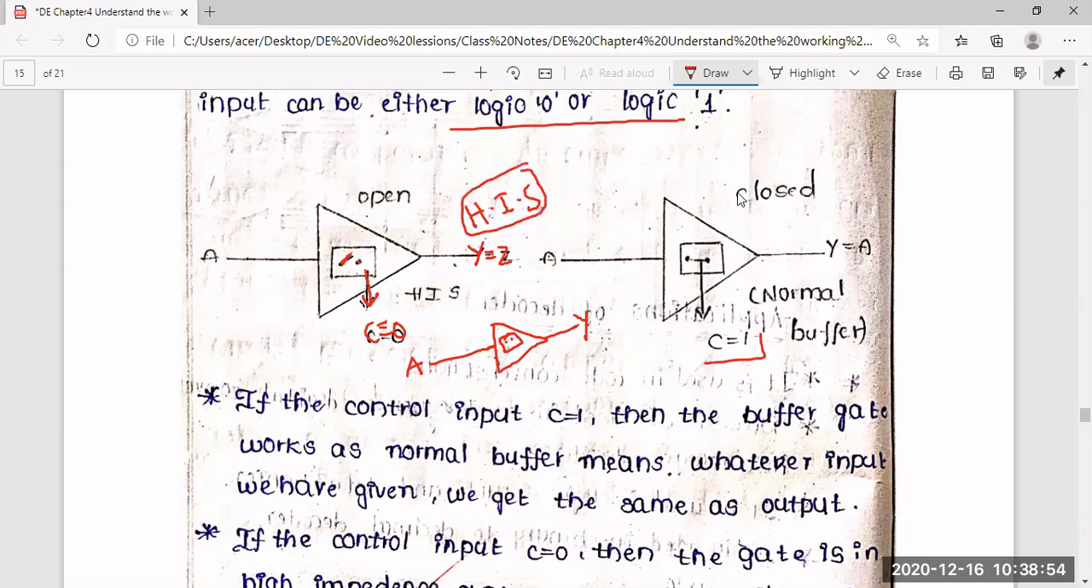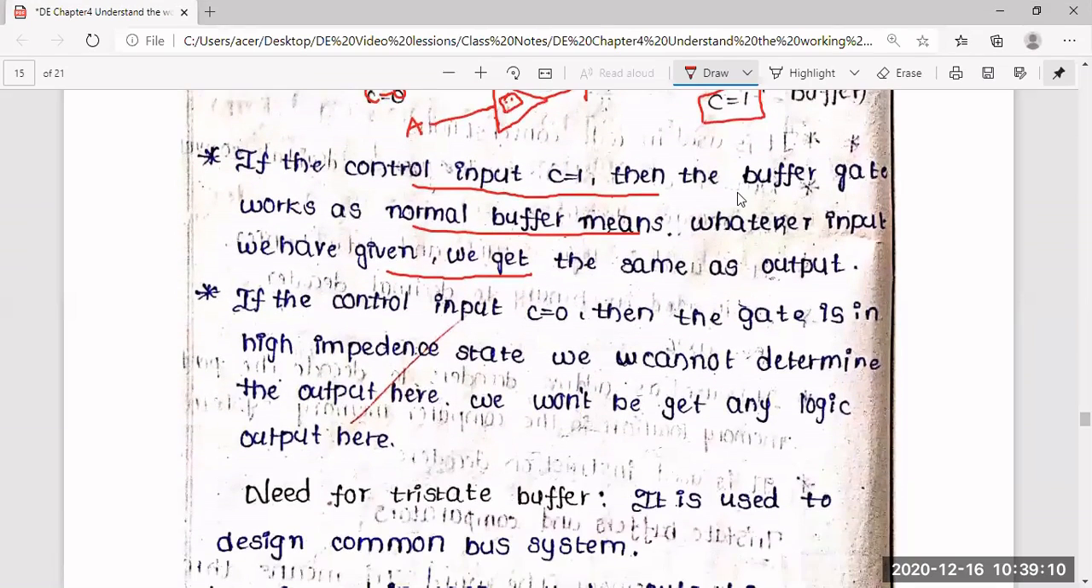But whenever the control input is 1, then the input is exactly acting like a buffer. That is nothing but normal. If the control input C is 1, then the buffer gate works as a normal buffer, means whatever input we have given, we will get the same as output. But if the control input is 0, then the gate is in the high impedance state. We cannot determine the output here. We won't get any logic output here.